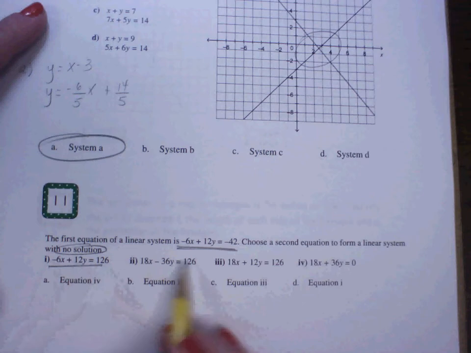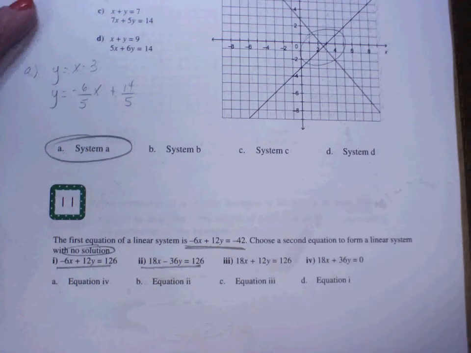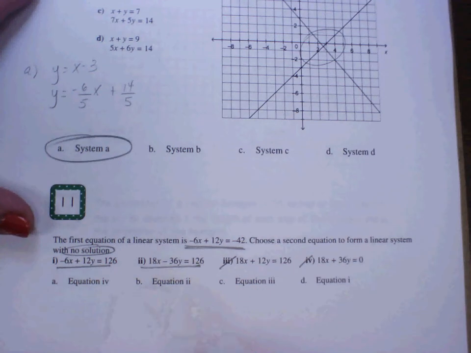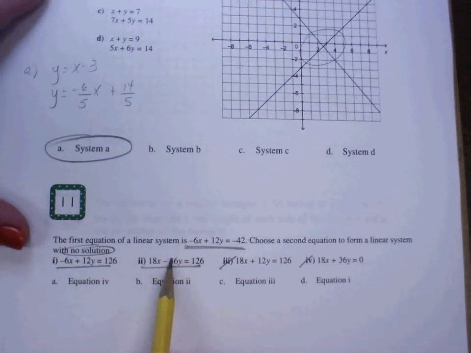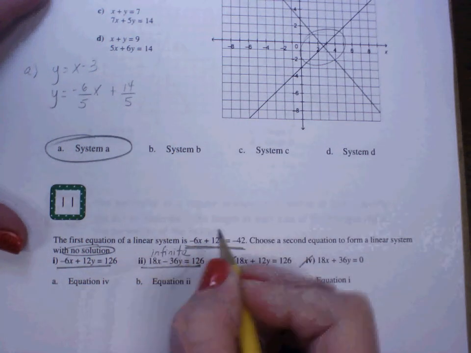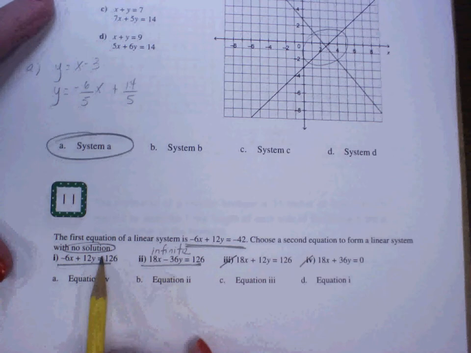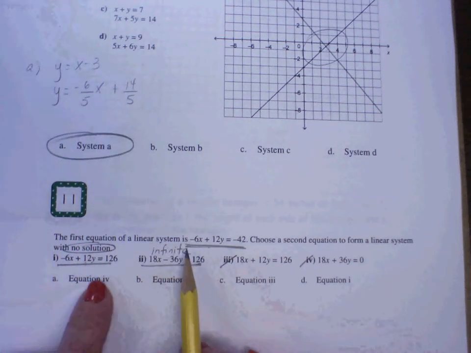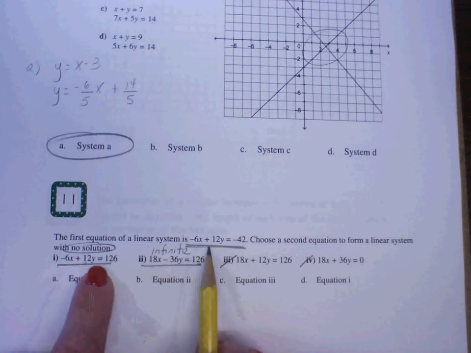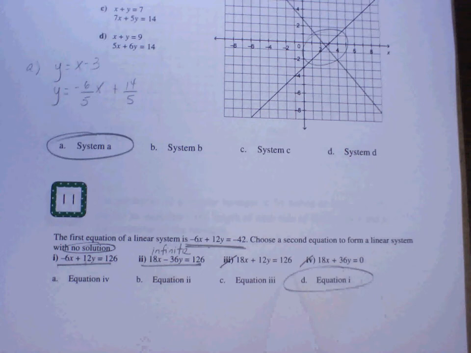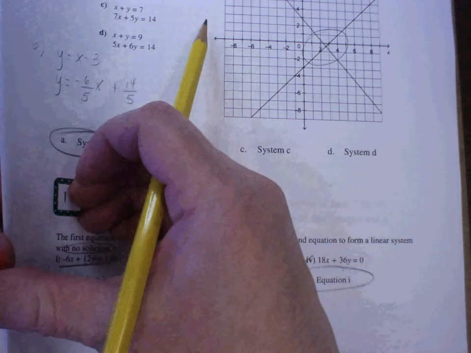There are two lines that have the same slope, if you want to call them that. But one of these lines is the same line, which means that would be an infinite amount of solutions. But I'm looking for the one that has no solution, and that one, when you solve for y, has the same slope as that one. You're doing the same thing: adding 6x and then dividing by 12, so that has the same slope. So the correct answer was D. Okay?